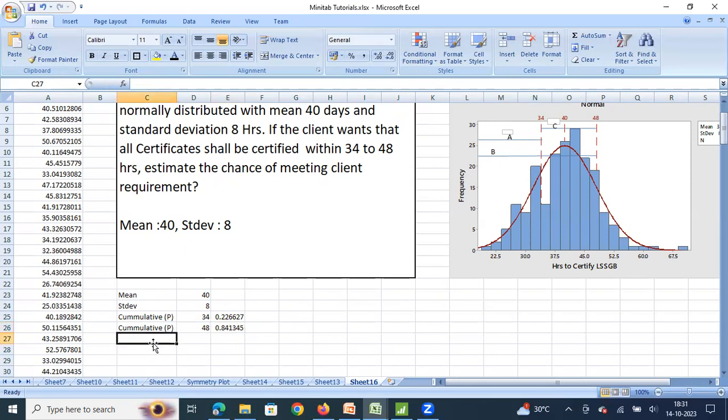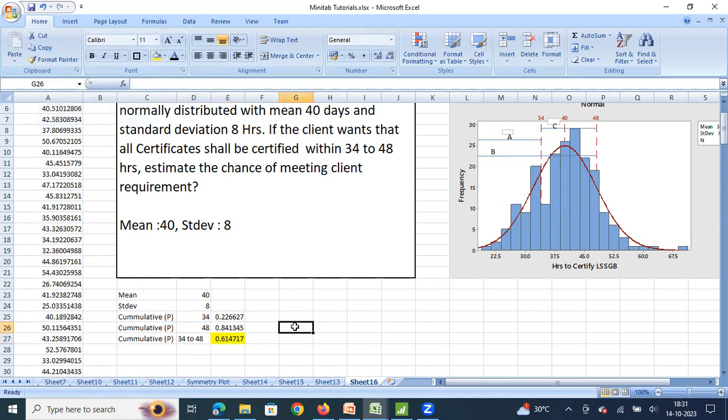Now I want to find out the cumulative probability of people getting certified anywhere between 34 to 48 days. And the answer to this question will be the probability of minimum number of days to 48 minus cumulative probability of minimum number of days to 34. So the chances of people certifying anywhere between 34 to 48 days will be 0.61. So this is the answer to this case study.